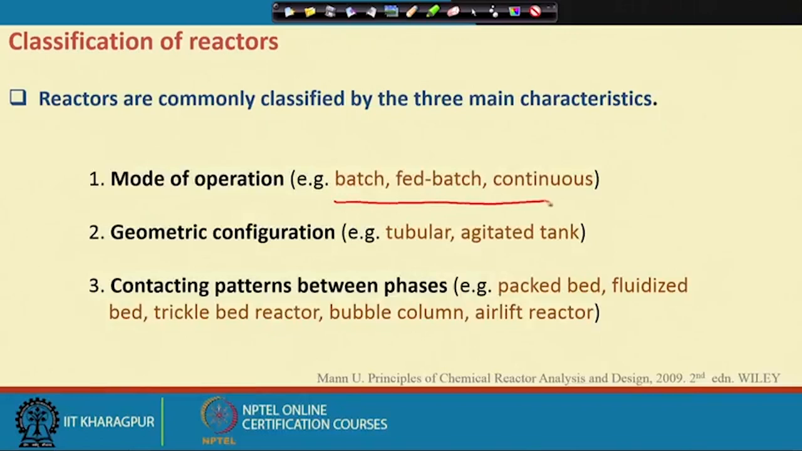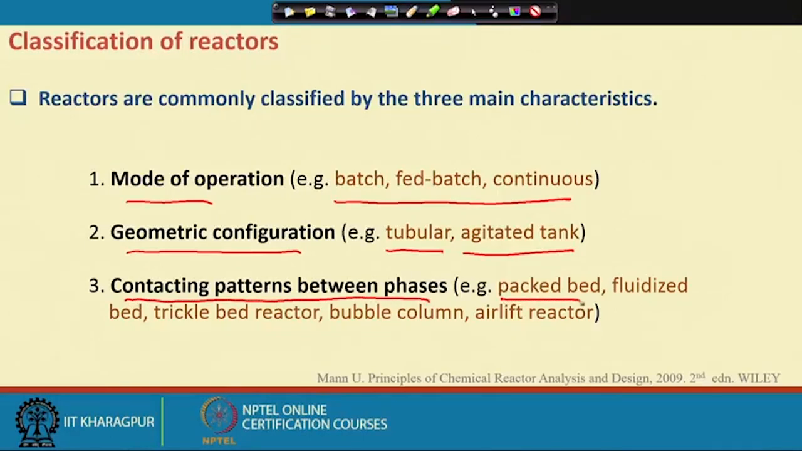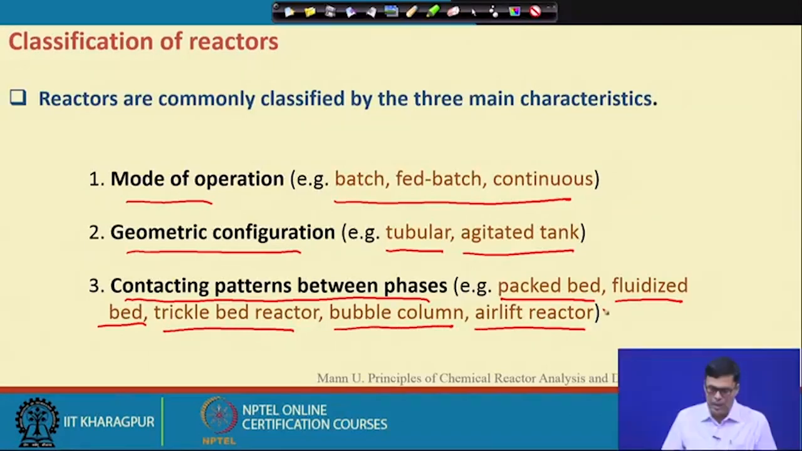We have different modes of operation: the batch, fed batch and continuous. Then if you look at the geometric configuration, we have tubular and agitated tank reactors. Tubular means it is a kind of tube, and liquid is flowing through the tube. In the agitated reactor, I have already shown there is agitation. And then for the contacting pattern between the phases, we have the packed bed reactor, the fluidized bed reactor, the trickling bed reactor, the bubble column reactor, and the air lift reactor. So, different types of reactors.